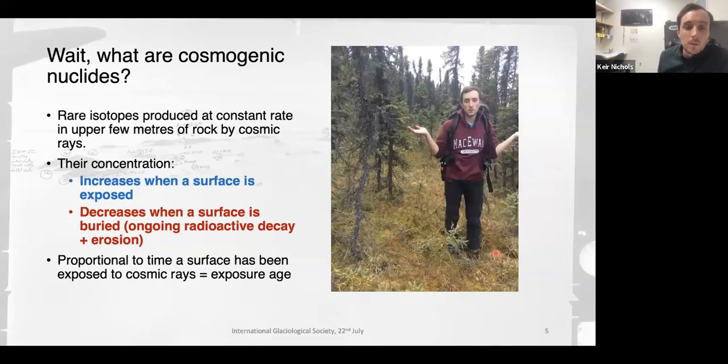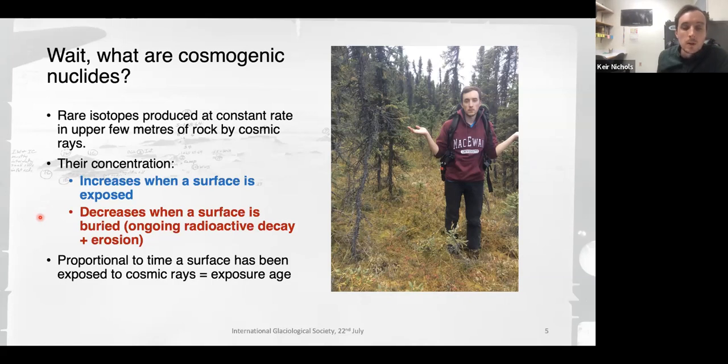So you might be thinking, what on earth are cosmogenic nuclides, like I was when I started my PhD? They are rare isotopes produced at a constant rate in the upper few meters of rock by cosmic rays. The key thing you need to know is that their concentration increases when a surface is exposed and decreases when a surface is buried. So this is through radioactive decay. So lots of cosmogenic nuclides are radioactive, so they're going to decay all the time anyway.